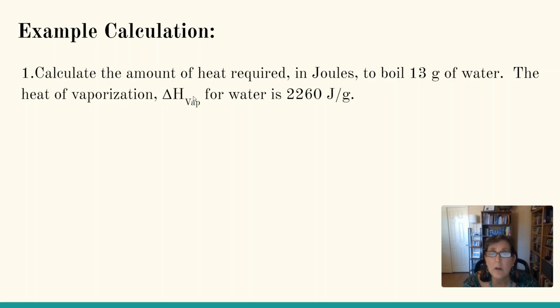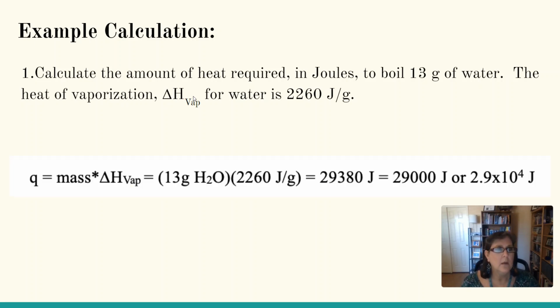Calculate the amount of heat required in joules to boil 13 grams of water. The heat of vaporization for water is 2,260 joules per gram. So this is pretty easy. We have 13 grams of water, and then we have delta H vaporization, which is joules per gram. So if we multiply those together, grams will cancel out and we'll get joules. And that's what the question wants, is joules. So that's pretty easy. Q is just mass times the delta H of vaporization.